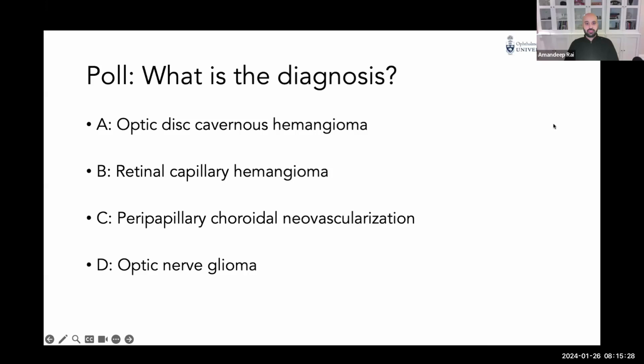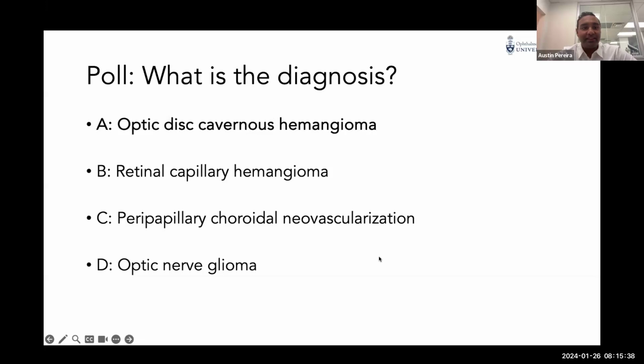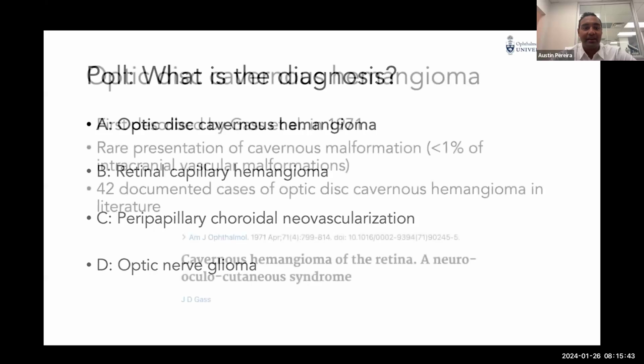There are your results, Austin. Awesome, that's amazing. The majority of people are going with an optic disc cavernous hemangioma, with other people thinking of the other options. So we agreed that the most likely diagnosis is an optic disc cavernous hemangioma.